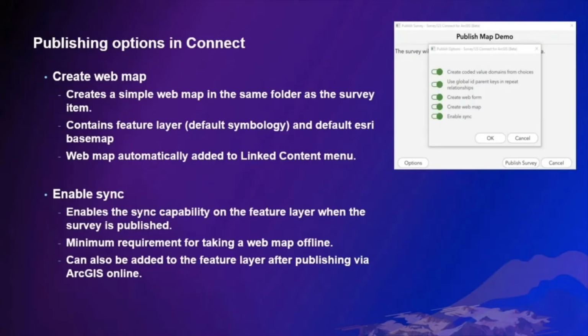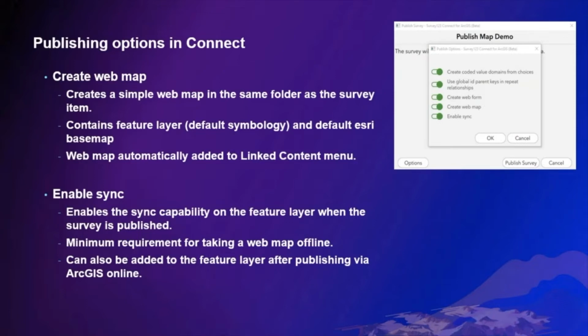When you publish a new survey from Connect, you may also want to keep in mind a few publishing options. After you hit the Publish Survey button, you will see a window with a few options that you can toggle on or off. One of these options is to create a web map while publishing. If you publish with this option toggled on, a web map will be created in the Survey folder in ArcGIS Online. The web map will contain the survey's feature layer with default symbology and the default Esri base map. This web map will automatically be added to your survey's linked content menu.